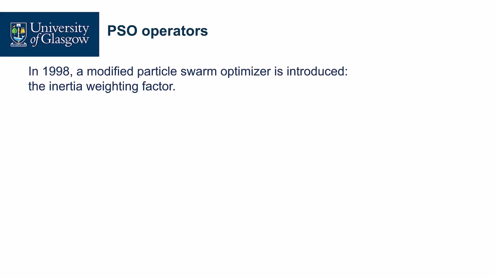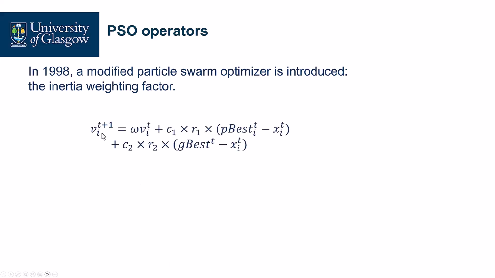In 1998, a modified PSO was introduced, and the difference is here. When updating the velocity of one particle, we can see this omega here. We call this the inertia weighting factor, and it is non-negative. There are plenty of methods to set this omega, and this is even a research topic: how to set this omega. What is the function of it? Clearly in this equation, the omega controls the impact of the last velocity on the new velocity.